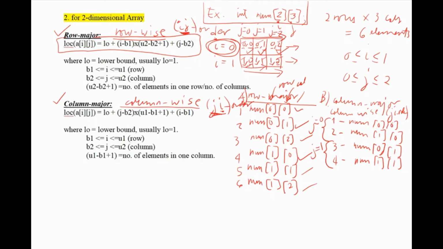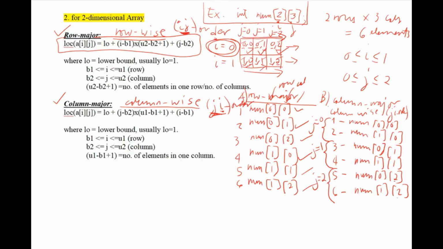After the second column, we move to the third column. So the fifth element now in our list would be num 0, 2. And the sixth and the last would be num 1, 2. So again, these last two elements are the elements in our third column where j is equal to 2.